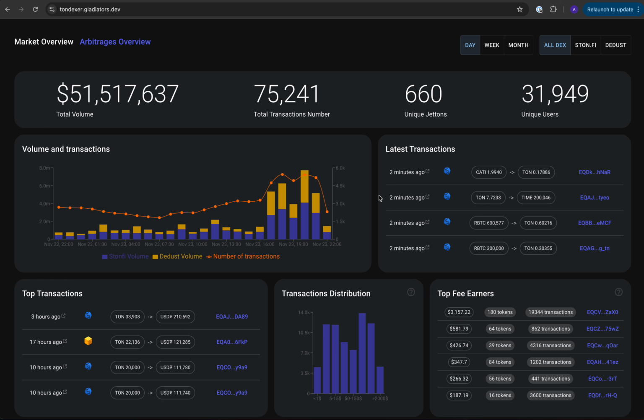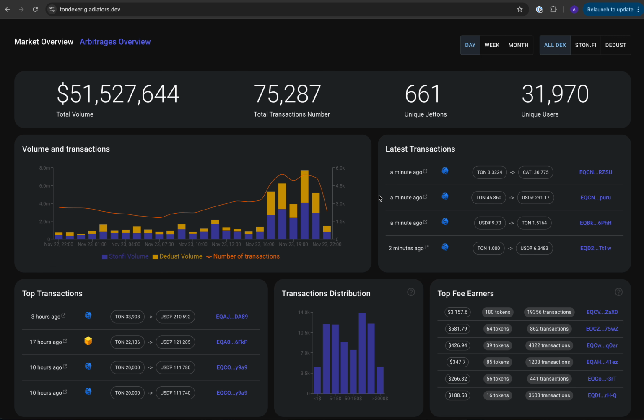What's the goal of the project? As you know, decentralized exchanges are rapidly growing, and the Ton blockchain is no exception here. But despite that, I haven't seen any tools available yet that provide detailed analytics specifically for Ton-based DEXes. That's why we created Tondexer.